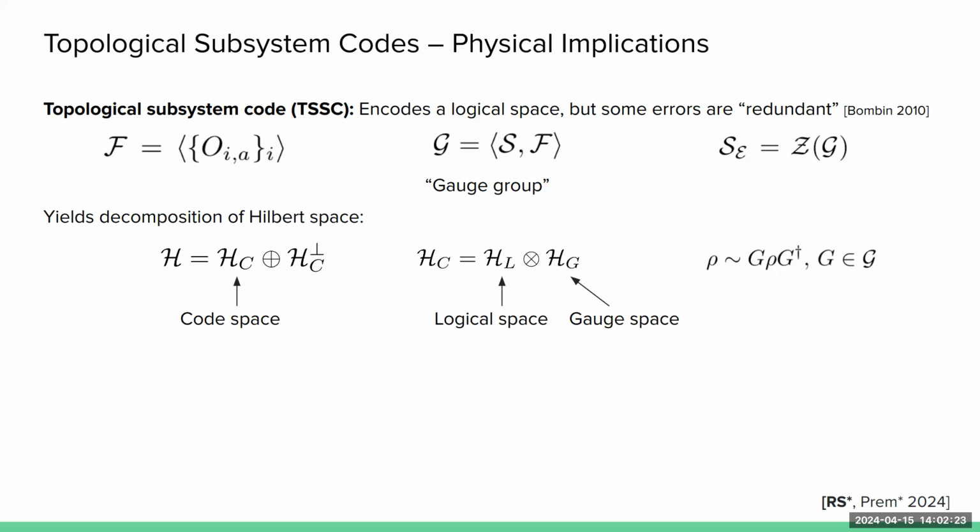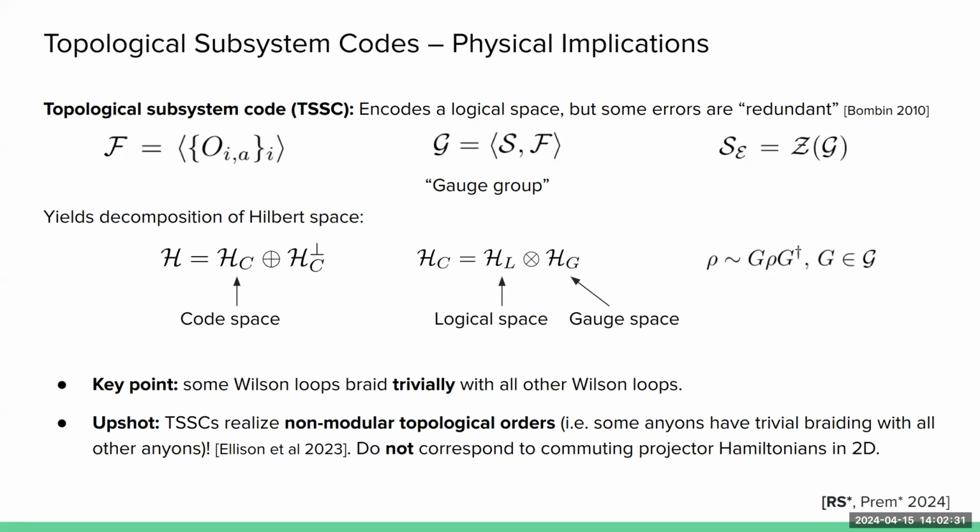So some of the errors become redundant in the sense that they only act within the gauge space, which means equivalently that some Wilson loop operators have trivial commutations with every other Wilson loop operator. So in the anyon theory language, as I'll say a bit more explicitly, some anyons braid non-trivially with every other anyon in the theory. But this is precisely the structure of a non-modular topological order.